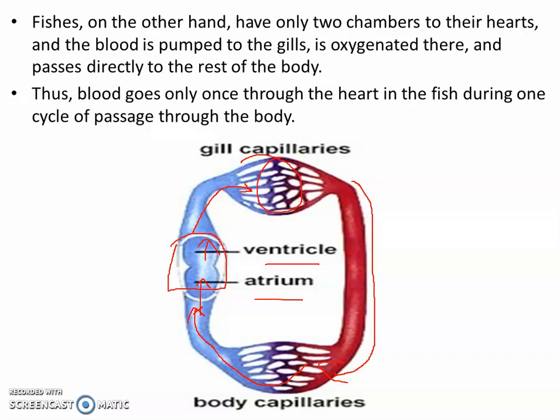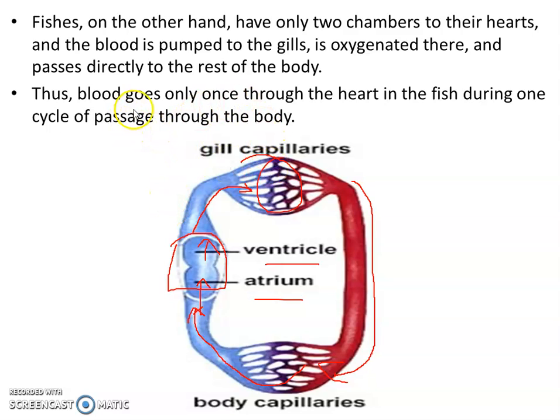Right, so fishes on the other hand have only two chambers in the heart, and the blood is pumped to the gills, is oxygenated there and passes directly to the rest of the body. അപ്പോൾ ഗിൽസിലേക്ക് എത്തുന്ന കാർബൺ ഡൈ ഓക്സൈഡ് റിച്ച് ബ്ലഡ് എന്ത് ചെയ്യും? കാർബൺ ഡൈ ഓക്സൈഡിനെ പുറത്ത് വിട്ടിട്ട് again they will carry oxygen from the water, and then again they will pass through the body of the fishes and collect carbon dioxide-rich blood, and then it moves through the heart to the atrium, ventricle, and then to the gills again for oxygenation.